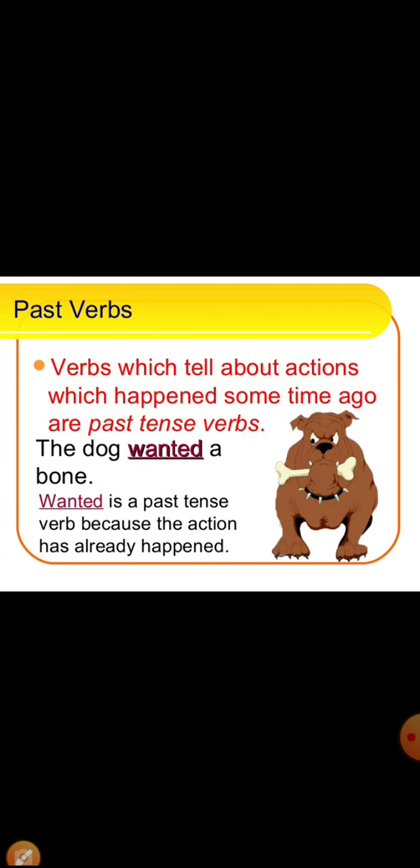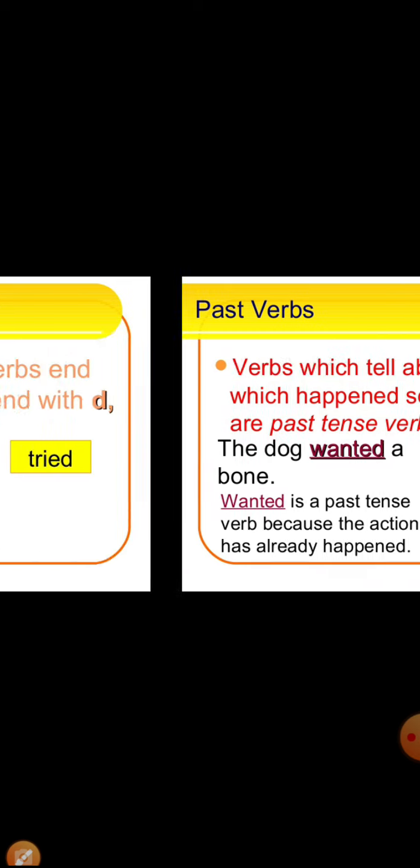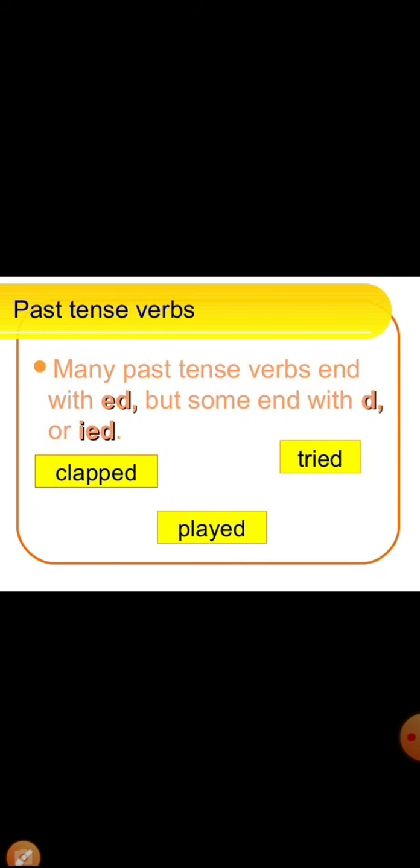Past verbs tell you about the actions which happened some time ago. Like, the dog wanted a bone. Wanted is a past tense because the action has already happened. And the past tense verbs end with ed, but some end with d or ied. Clapped, played, tried.